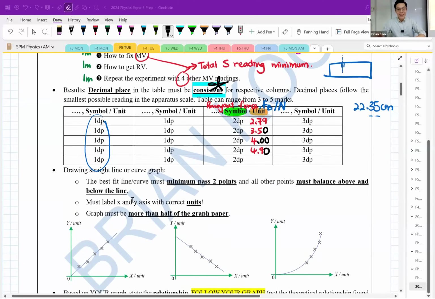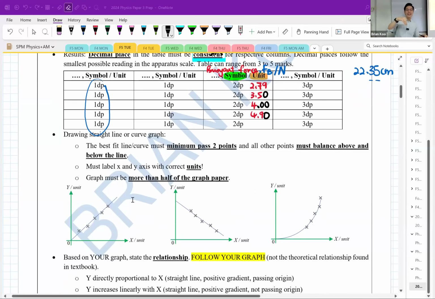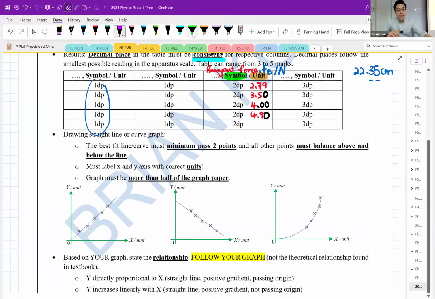Okay? All right. Then next part is drawing a straight line or a curve graph. Now, you don't need to worry about this year's. I feel you do not need to use a curve because last year was a curve. Last year's one was a curve. That's why I say last year's one was harder. Okay, this year we're expecting a straight line. You don't have to pass through all the points, but minimum 2 lah. Okay, minimum 2. And please make sure you balance above and below the line.